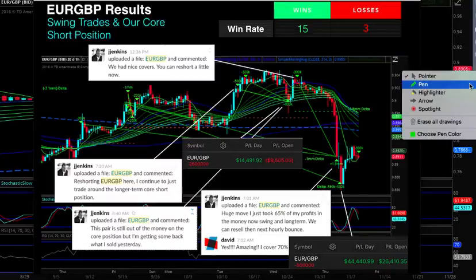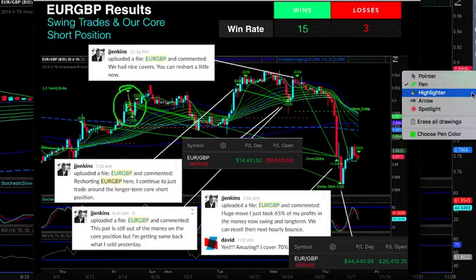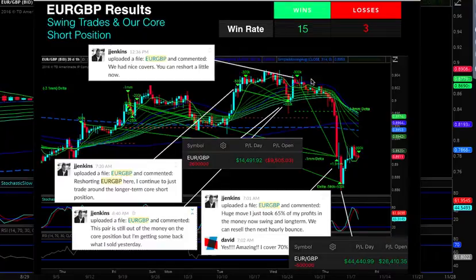And now look. Okay. So this is fast forward. This is where I was starting to get my size on again. Okay. I already went over that piece. Now look, now as we traded back up here, I'm reshorting. I continue to just trade around the long-term core short position.